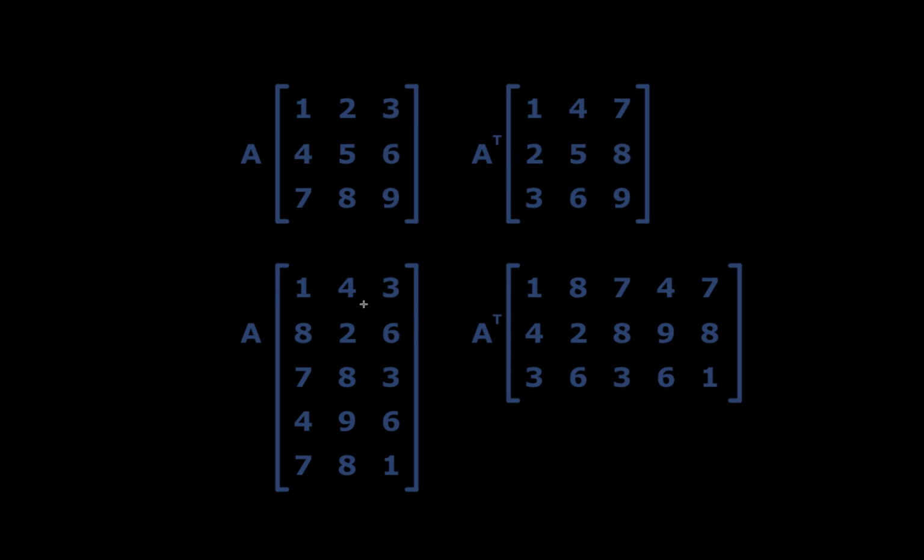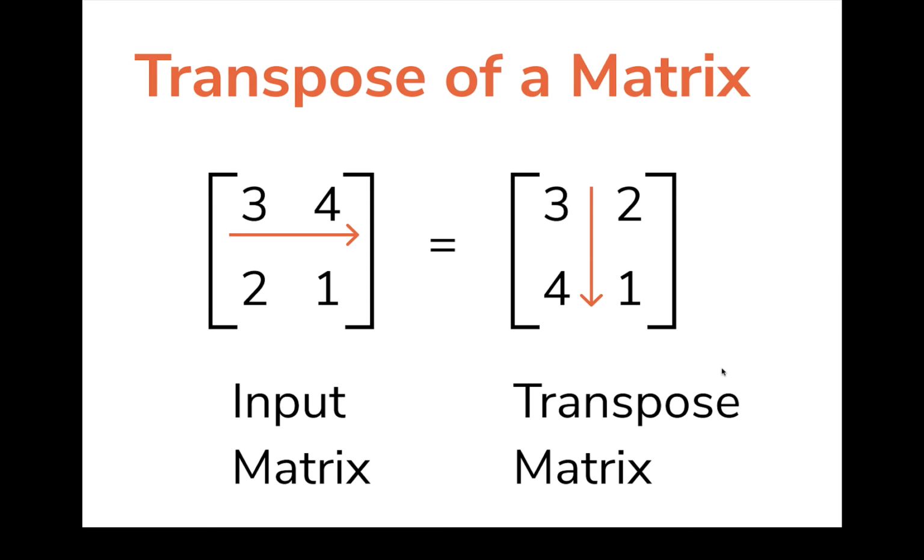If you see that, this 1, 4, 3 will become the 1, 4, 3 of the transpose matrix that we are creating. So this row will become a column like that, 8, 2, 6 like this, 7, 8, 3, 4, 9, 6, 7, 8, 1 like this. Same thing if you see a 2 by 2 matrix, 3, 4 will be converted like that. This row will become a column, and then 2, 1, this row will become a column over here. So this is your input matrix, and we are expecting the transpose matrix like that.